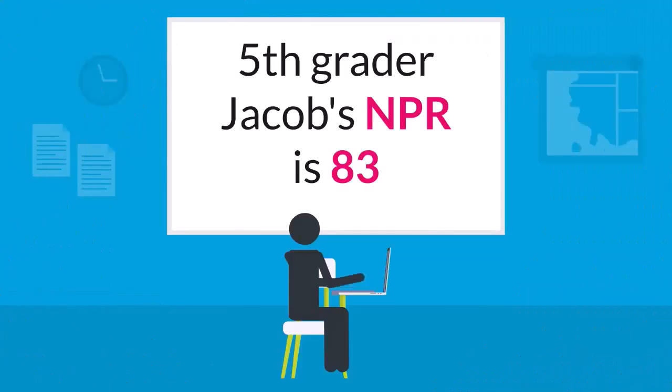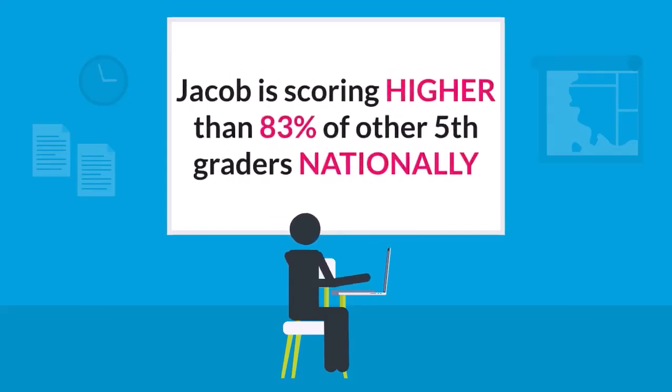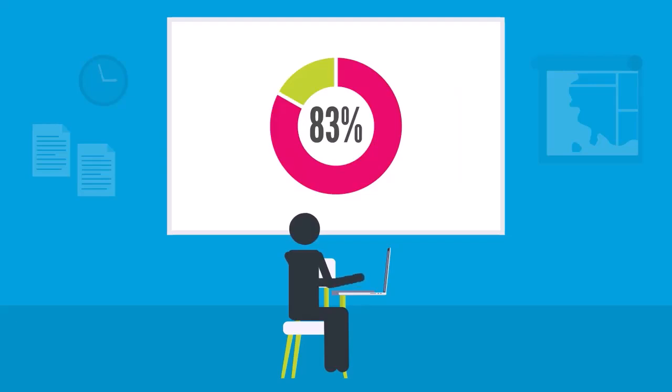Imagine that Jacob is a 5th grade student and his score report says that he has a national percentile rank of 83. This means that Jacob is scoring higher than 83% of other 5th graders nationally. Since Jacob is scoring higher than most other 5th graders nationally, Jacob is doing well compared to his peers.